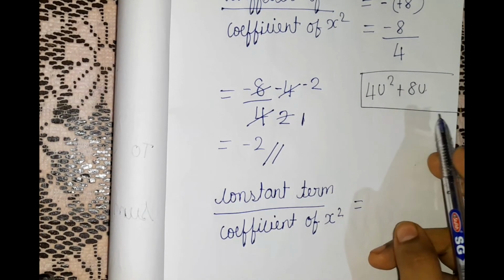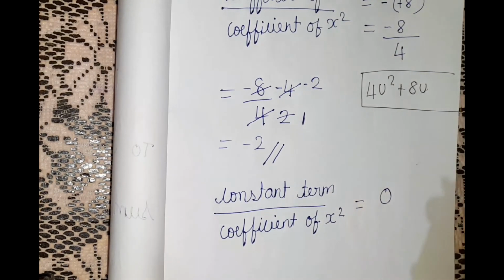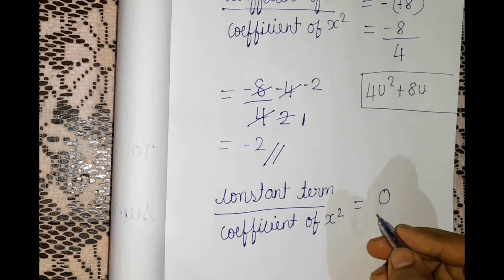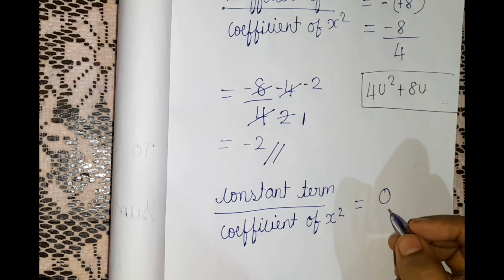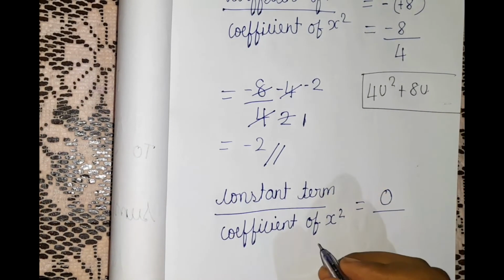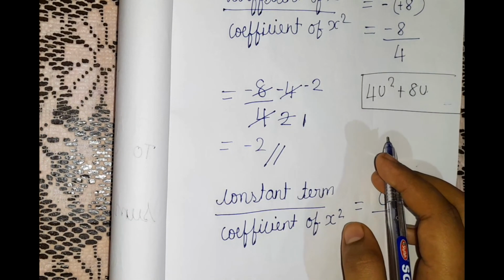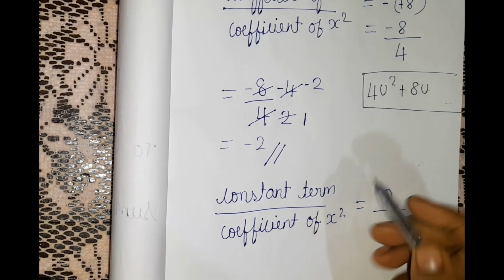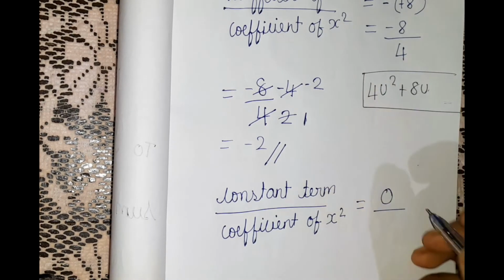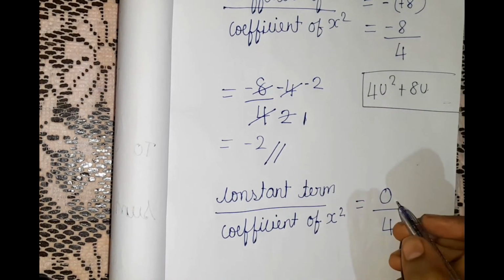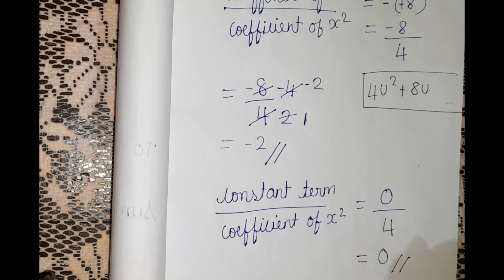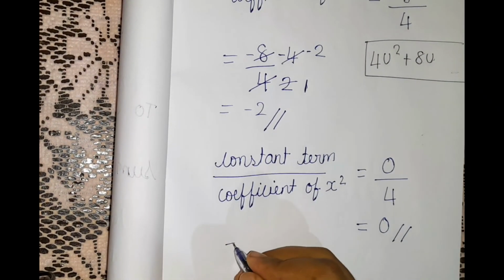So here we don't have constant term, so we shall take it as 0. Okay. So as you guys know, constant term means the number which is not having a variable. So here we don't have any constant term, so we shall take 0 divided by coefficient of x square. So as you guys know, here the variable is u, so we shall take u. Okay. So coefficient of u square. So here the u square coefficient is 4, so we shall write 4. Okay. So when we divide 0 by 4, then it is 0. Okay. So we got 0. Now we shall write thus verified.